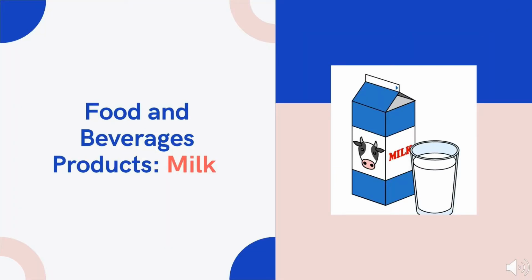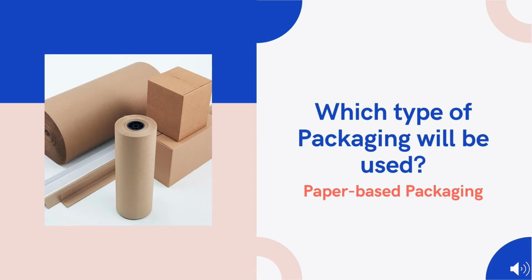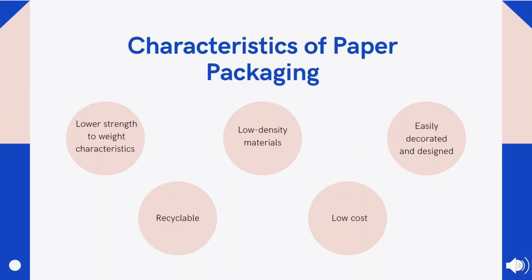So, for the food and beverage products, we are going to choose a dairy product, which is milk. And based on the product chosen, our group chose paper-based packaging for several reasons that we'll explain in future slides. First of all, I'm going to explain the characteristics of paper-based packaging.